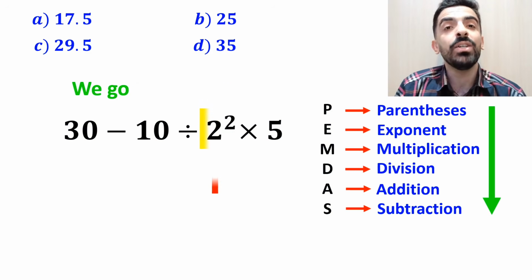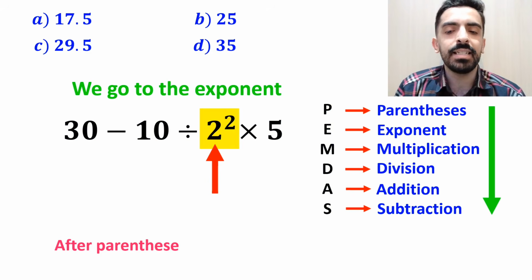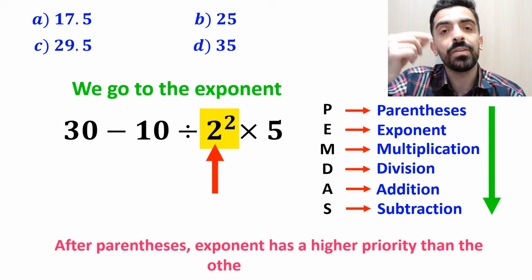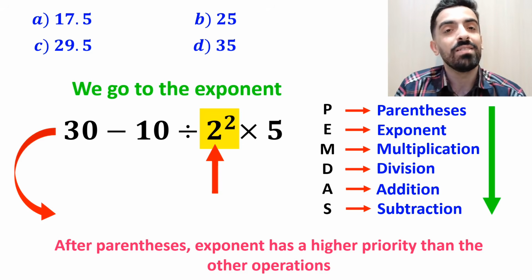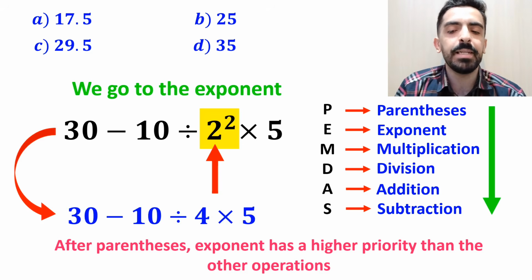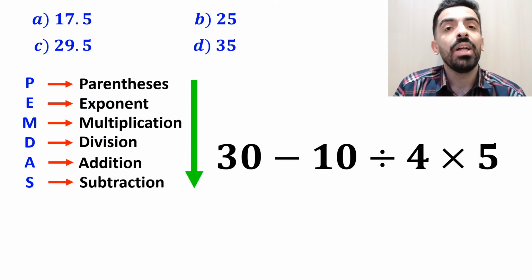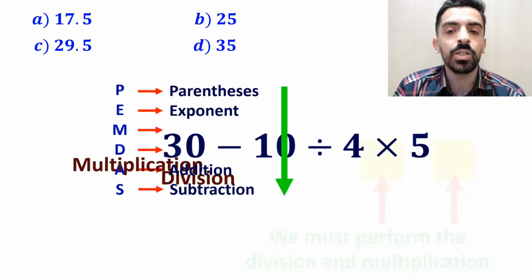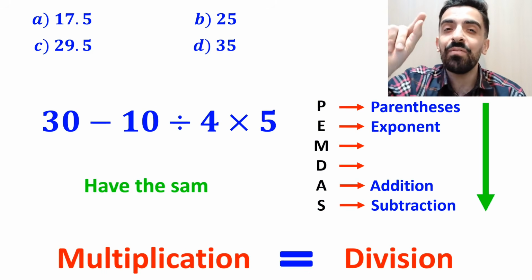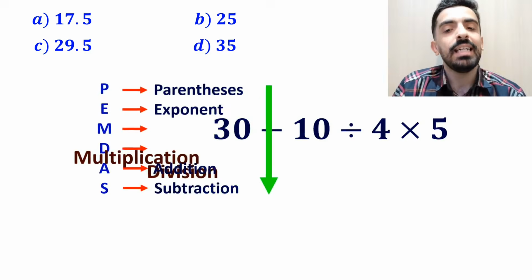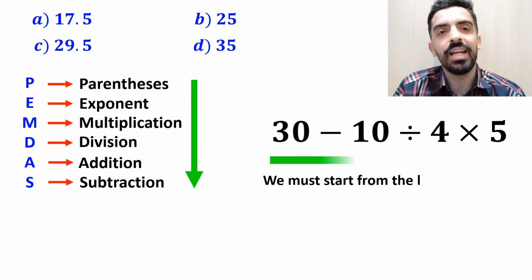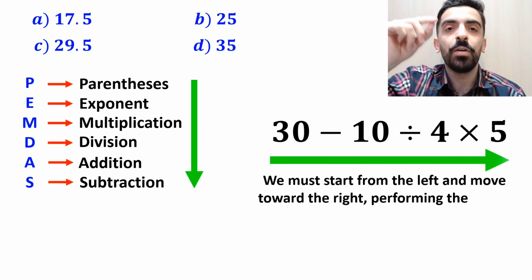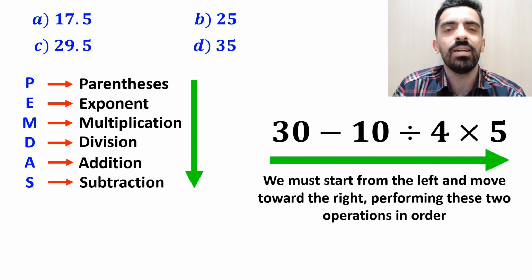In the next step, we go to the exponent, because after parentheses, exponent has a higher priority than the other operations. So, this expression simplifies to 30 minus 10 divided by 4 multiplied by 5. Then, we must perform the division and multiplication. However, it's really important to understand that in the PEMDAS rule, multiplication and division have the same level of priority. In this situation, we must start from the left and move toward the right, performing these two operations in order.